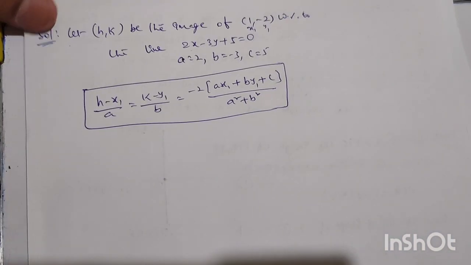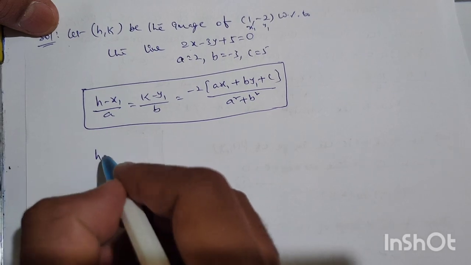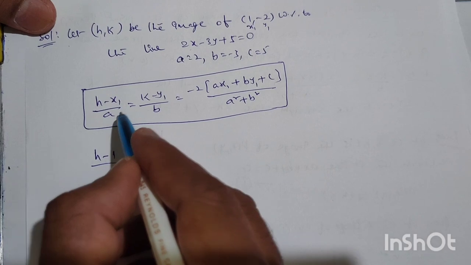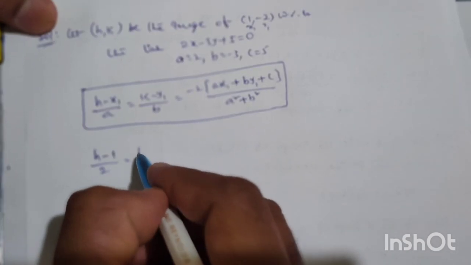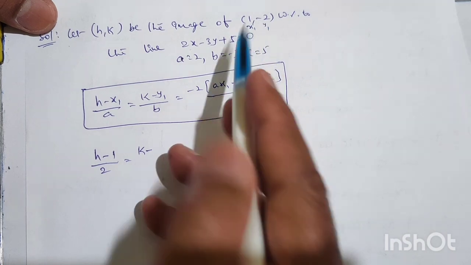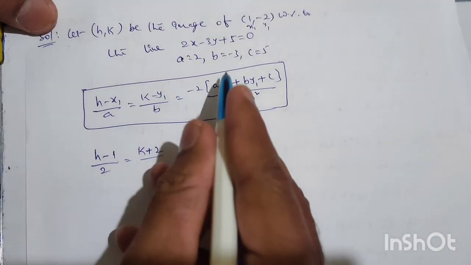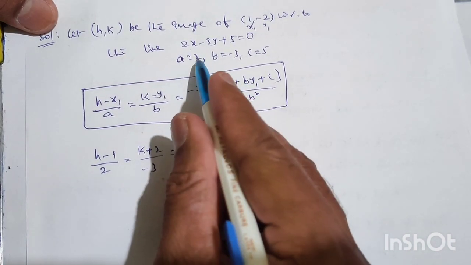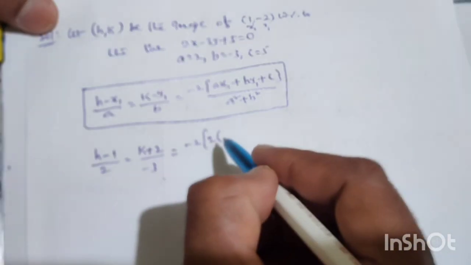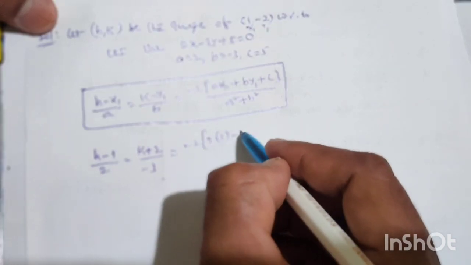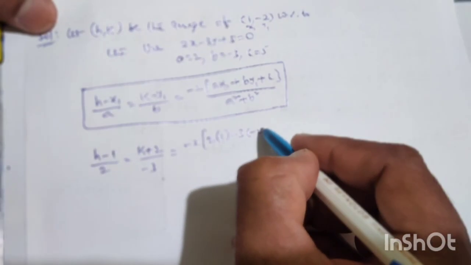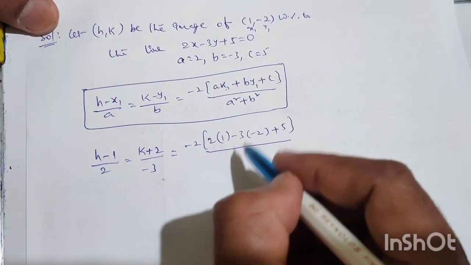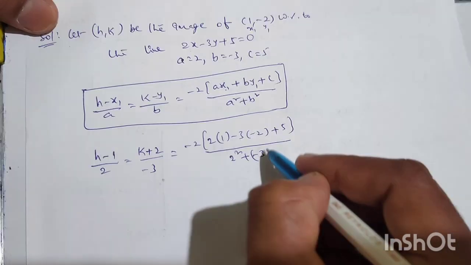Now substitute. h minus x1, x1 equals 1, by a, so a equals 2. k minus y1, y1 equals minus 2, so k plus 2, by b which is equals minus 3, equals minus 2 into ax1, a is equals 2 and substitute x1 equals 1, b is equals minus 3 and substitute y1 is equals minus 2, plus 5, by a square plus b square, so 2 square plus minus 3 whole square.